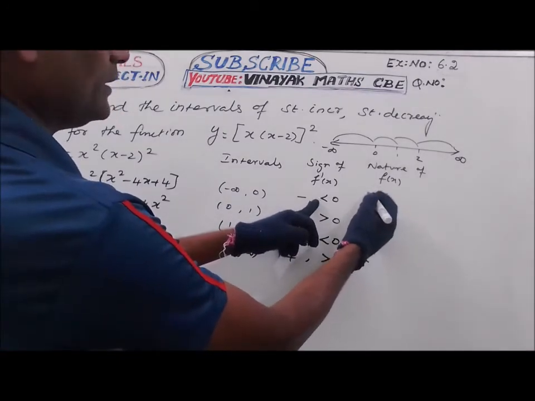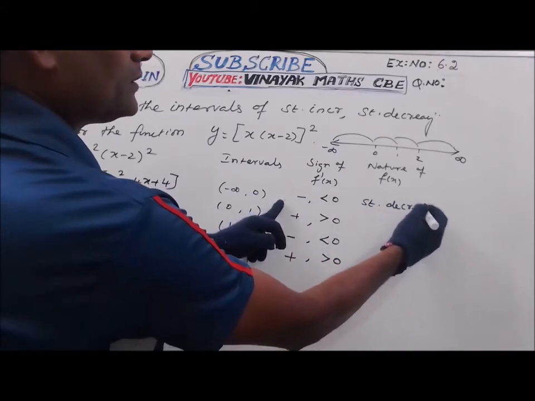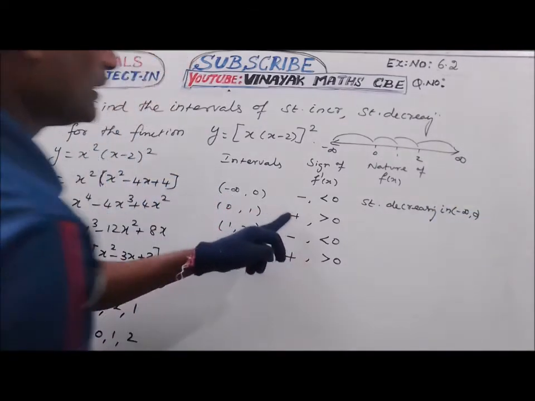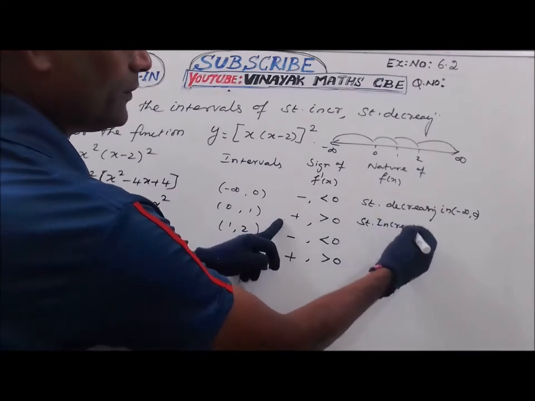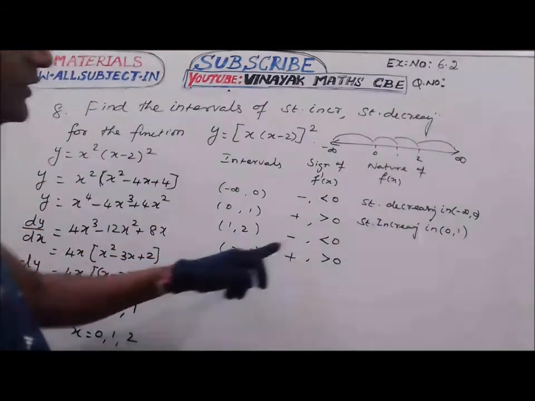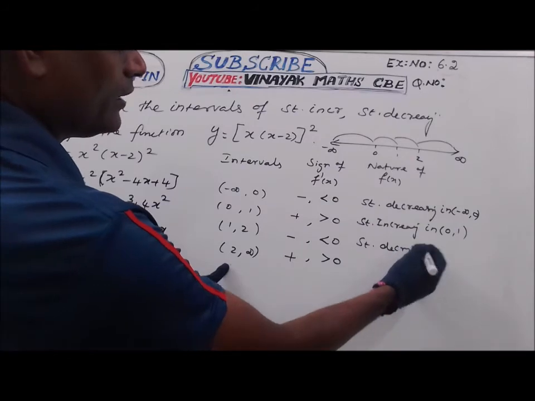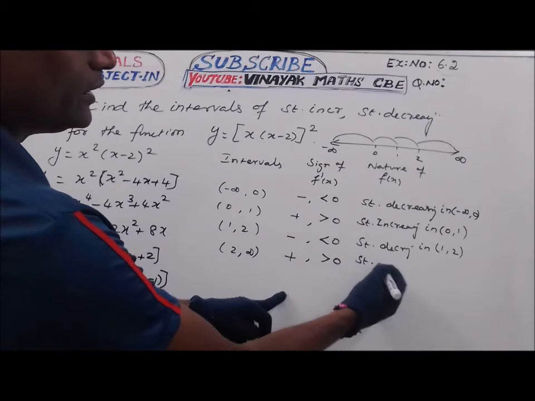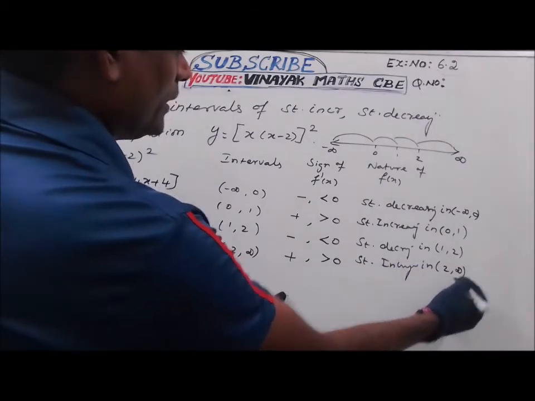Therefore, f of x is strictly decreasing in the interval minus infinity to 0. And then greater than 0 means strictly increasing in 0 to 1, and here we have less than 0, that is strictly decreasing again in 1 to 2, and then here it is greater than 0, positive, strictly increasing in 2 to infinity.